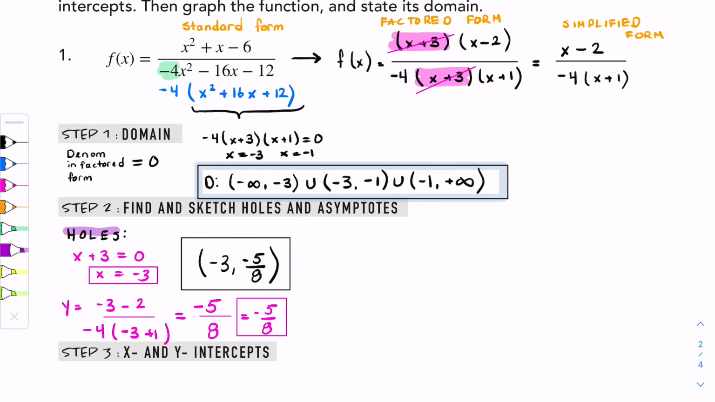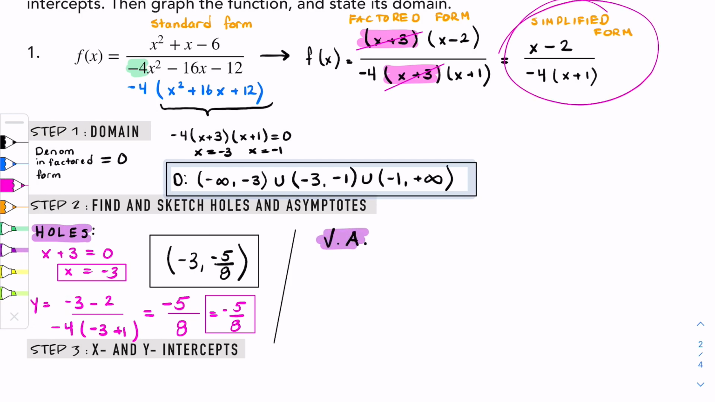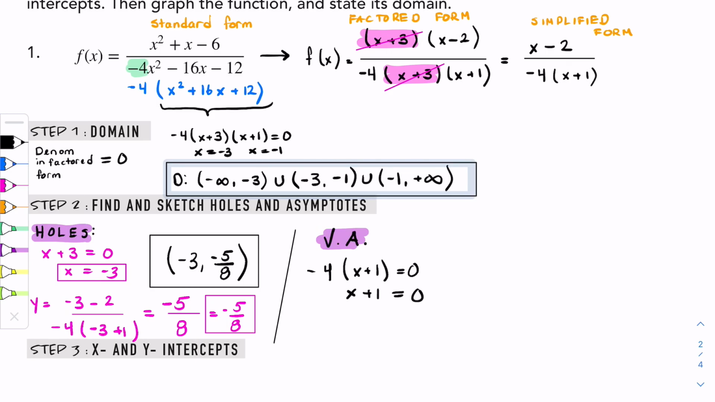Okay, once we find the hole, the next thing that we need to find is going to be our vertical asymptote. And the vertical asymptote is found by setting the remaining denominator in the simplified form, so whatever's left from the simplified form, setting that denominator equal to 0. Negative 4 multiplied by x plus 1 equals 0. Divide both sides by negative 4. X plus 1 equals 0 over 4, or 0. X is equal to negative 1. That's your vertical asymptote.